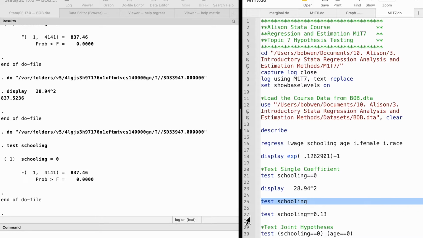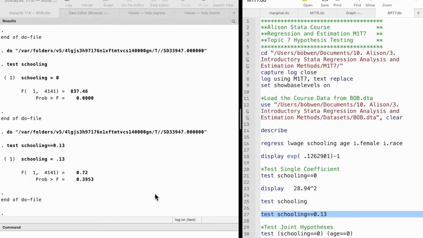The command test not only tests against 0, but it can also test against other values. For example, to test whether one more year of schooling completed significantly increases the wage by 13%, we can type test schooling equals 0.13. We could not reject the null hypothesis because the F-statistic is small and its p-value is 0.4. We fail to reject the null hypothesis that the schooling coefficient equals 0.13 at any reasonable significance level.